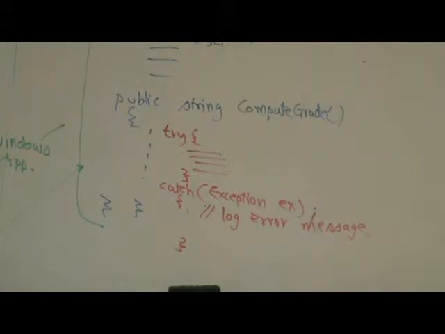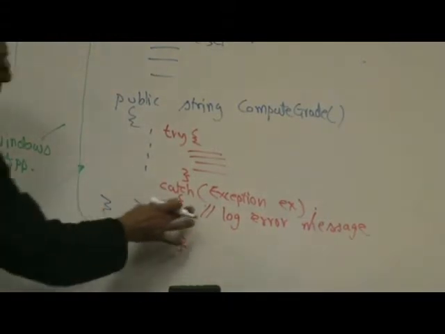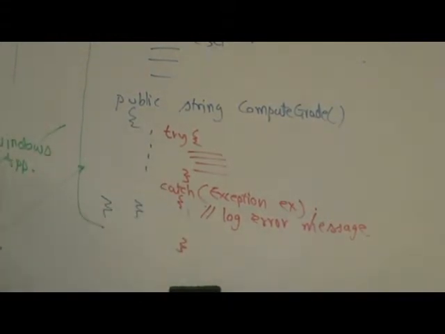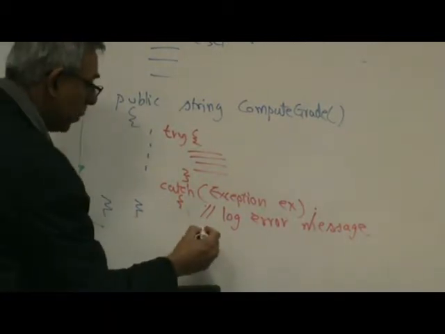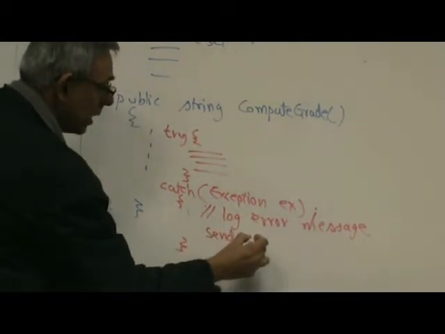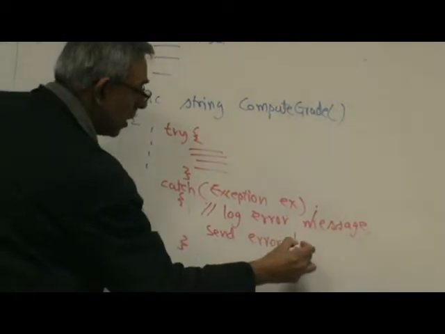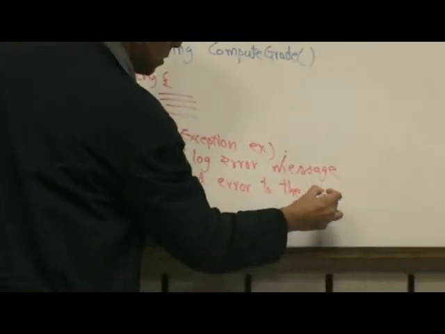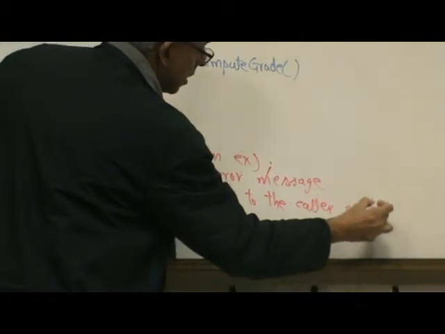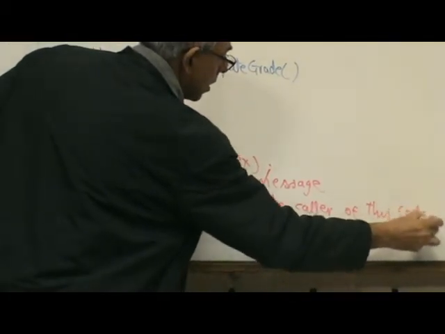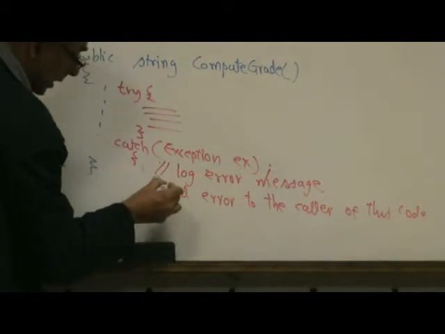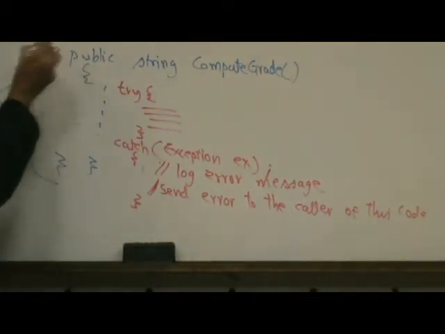Somehow we have to let the user know there's an error that occurred. Otherwise, the user will think everything is fine, but the user will see something blank. So we can't simply just log it. In that case, in plain English first, we send the error to the caller of this code. How do we send this error to whoever called this compute grade?